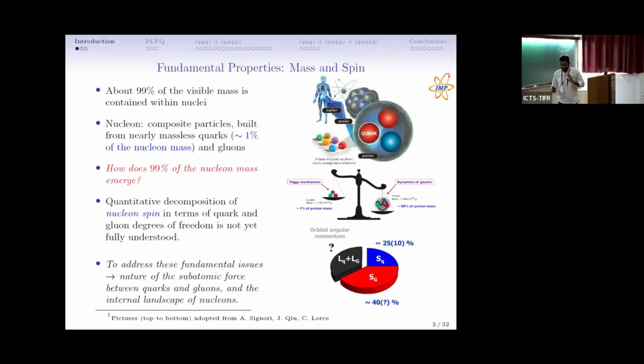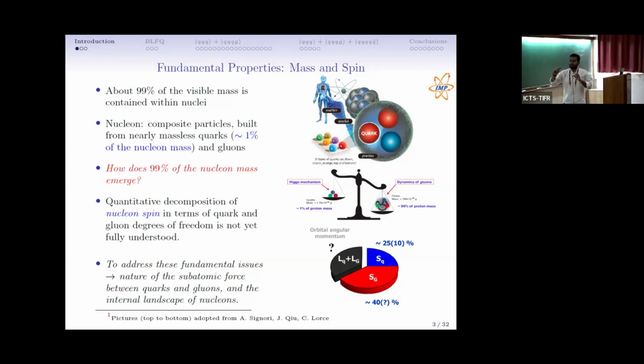There are two fundamental properties, mass and spin. You all know that around 99% of the visible mass is contained within nuclei, which are made from the proton and neutron. They are again composite systems made from nearly massless quarks and massless gluons. Just 1% of the nucleon's mass comes from the quark mass. Then the natural question arises: how does this 99% of the mass come about? Here the gluon plays an important role. The dynamics of the gluon is very important to generate the proton mass.